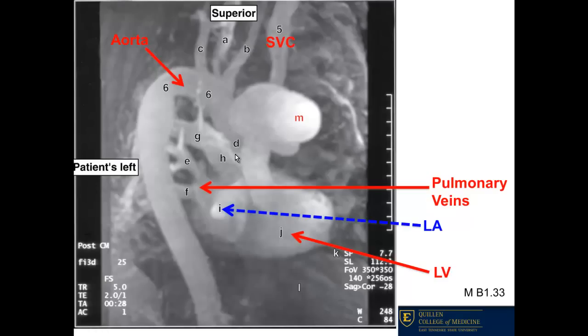The mass that's compressing it is preventing the blood from the superior vena cava from draining into the right atrium. So what is M? M is going to be a vascular structure because it's lit up white from the IV contrast, so we know that has to be vascular. This is a pathological structure, and it looks like it's coming off this area D that is actually the ascending aorta. So this is an ascending aortic aneurysm.